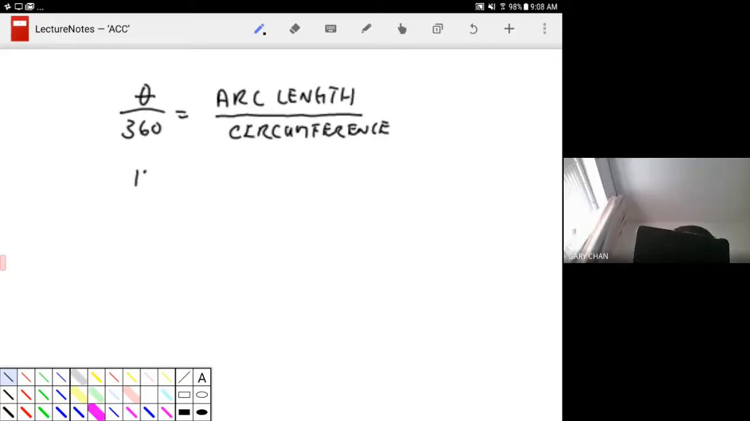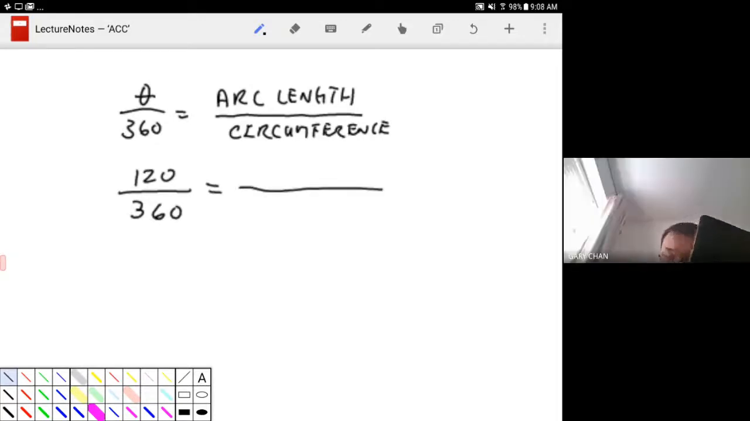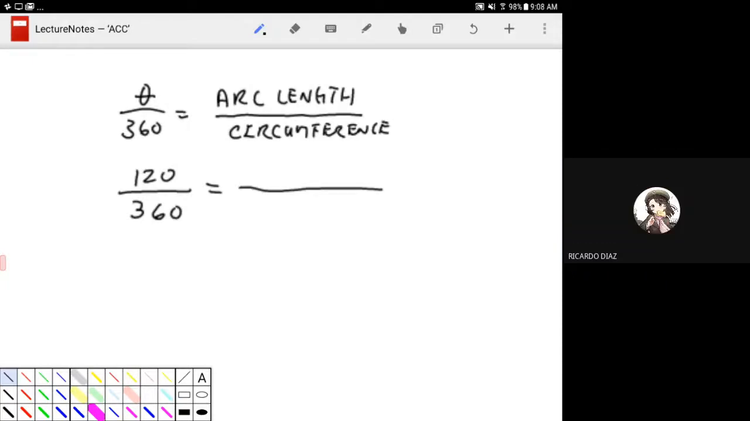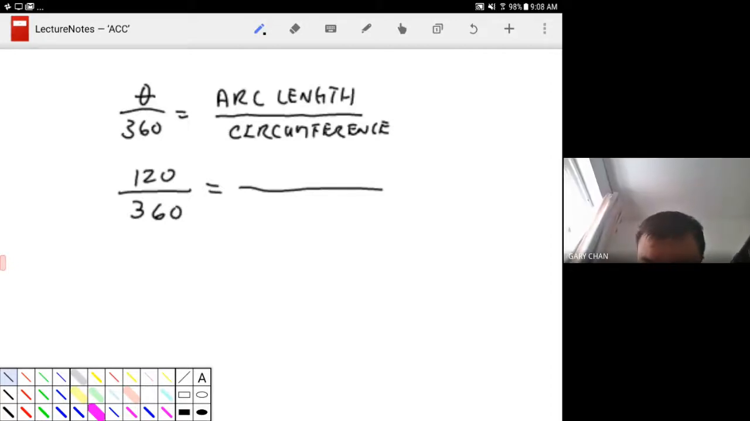So the central angle is 120 degrees. So you're going to do 120 over 360 is equal to, do you know what the arc length is? The arc length is 18. I'm sorry, say that one more time.